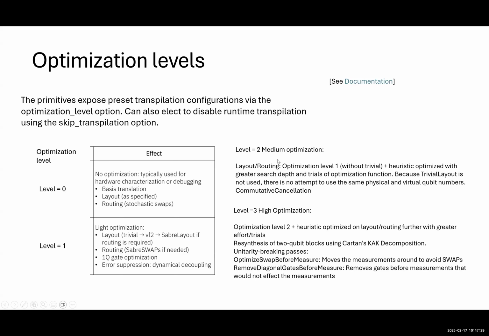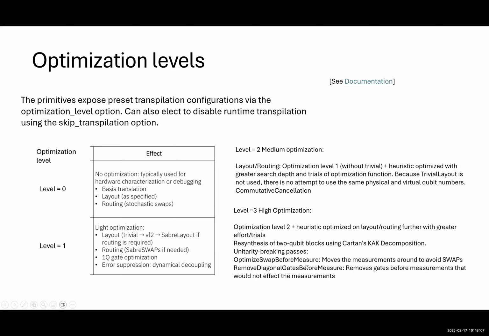Level 2 is medium optimization. Let me not go into too much detail. It uses heuristics, for example, heuristic optimization with greater search depth and more trials of the optimization function. Trivial layout is not used, so there's no attempt to use the same physical and virtual qubit. Level 3 is high optimization and uses more sophisticated algorithms, decomposition, etc.